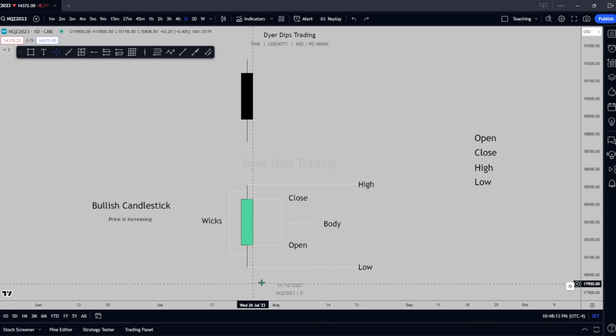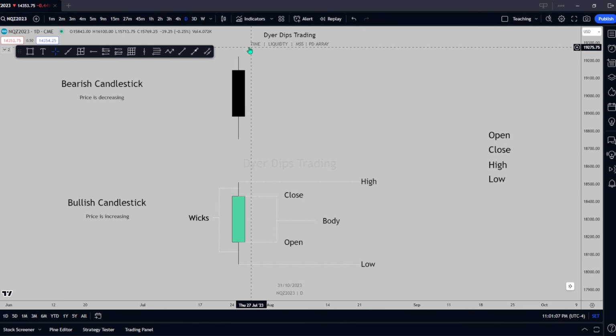So now that we understand the bullish candlestick and what each of these price points or data points represent, let's digest and dissect this bearish candlestick and what that looks like. So now let's hop into this bearish candlestick here, and as you can see, I've just marked it out here on the left to make it clear for you.